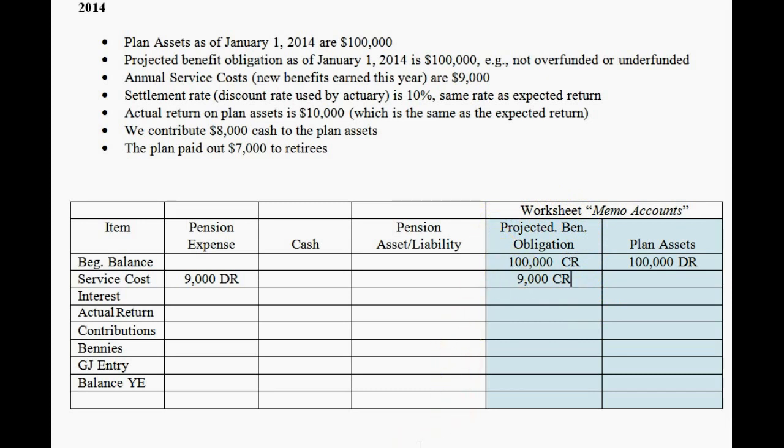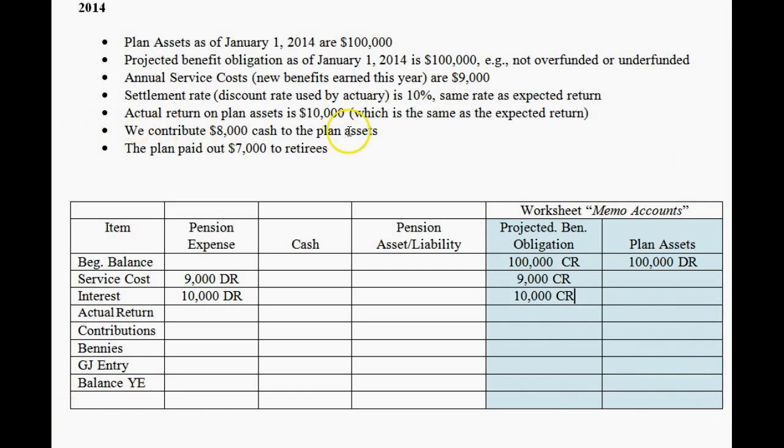Then it tells us that the settlement rate, the discount rate that's used by the actuary to find the present value, is 10%. So that obligation of $100,000 is now 1 year closer. So just like when we increase an asset retirement obligation every year, we're going to do the same thing with this obligation and add on 10% interest. $100,000 times 10% is $10,000. So we debit pension expense for $10,000 and increase that pension benefit obligation by $10,000.